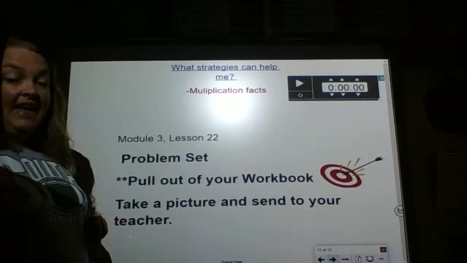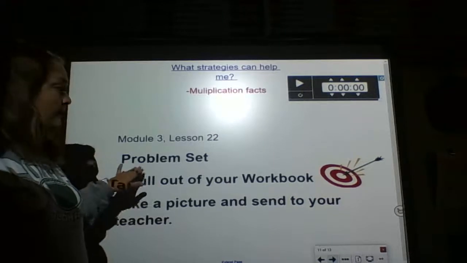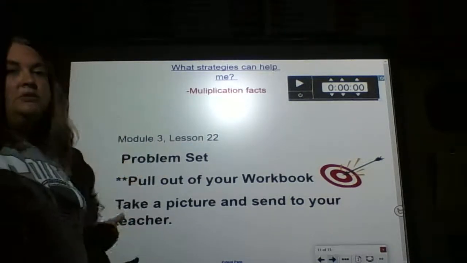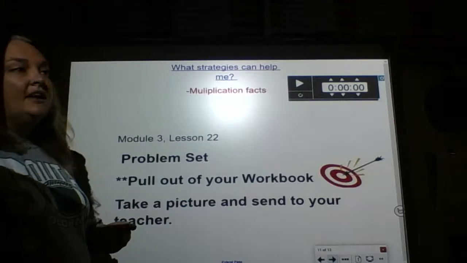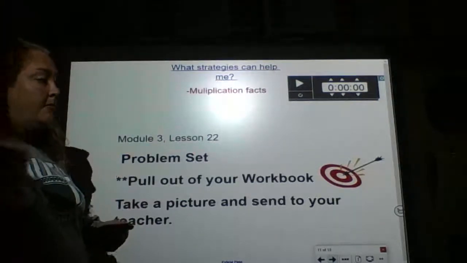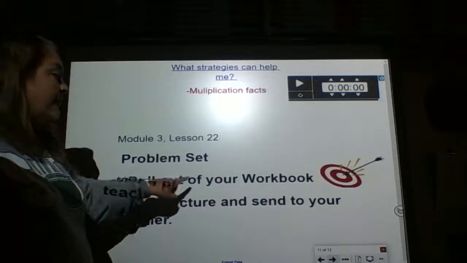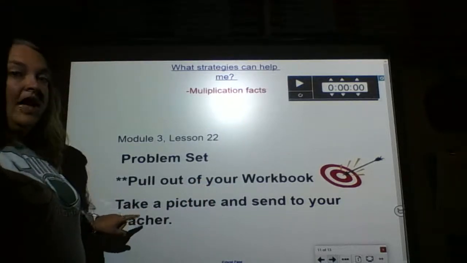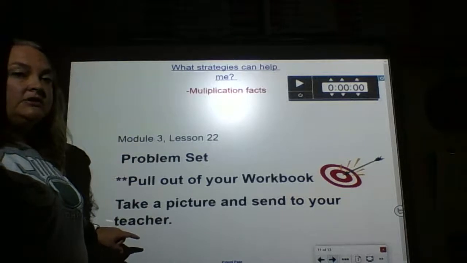So you need to get that out. You need to pull out the problem set for today for lesson 22. It's going to look like a table. It's going to ask you to put in multiplication facts. It's going to ask you for factors. It's going to ask for prime and composite. You need to pull it out of your workbook. You need to complete it right now. After you complete it, you take a picture and send to your teacher.